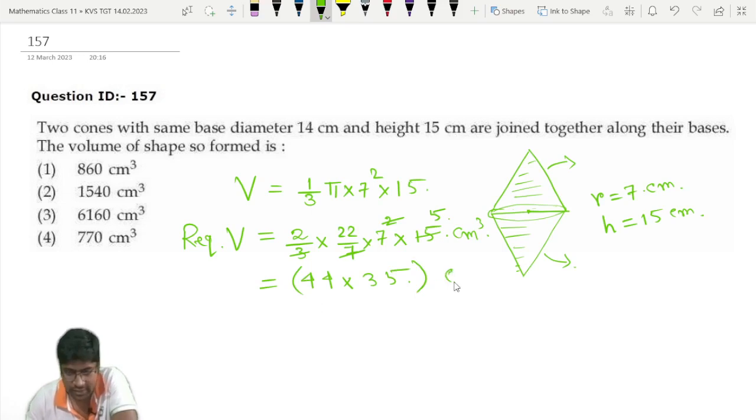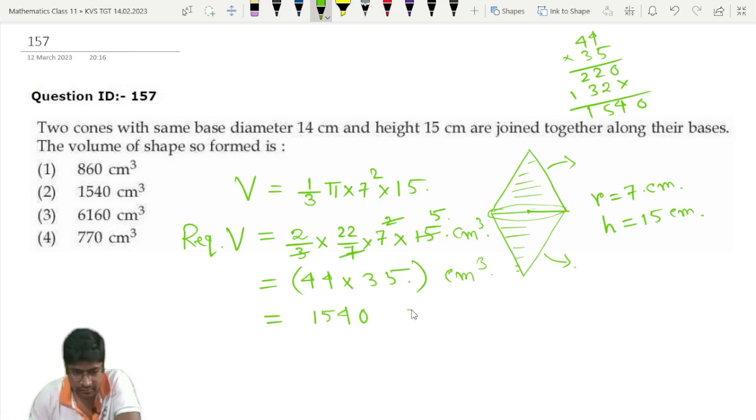44 into 35 centimeter cube. Okay, so 44 into 35, how much do you see? 5 4 20, that means 22, and 3 4 12, that means 13. So 0 4 5 1 1540. 1540 centimeter cube. So can you see the option? 1540 centimeter cube, that is the required volume.